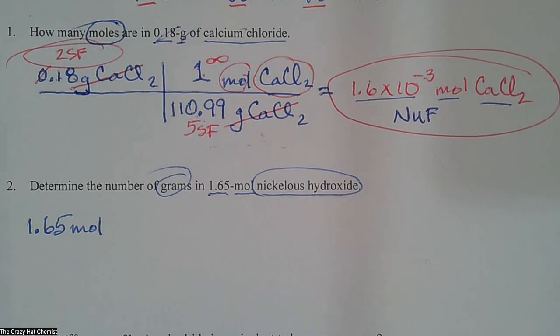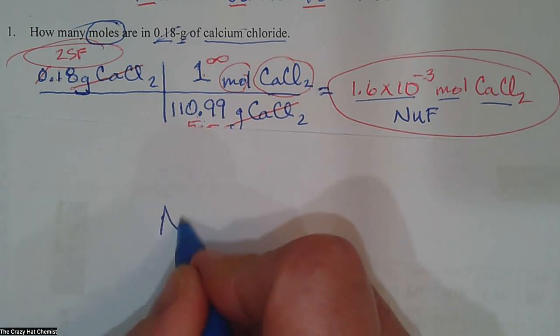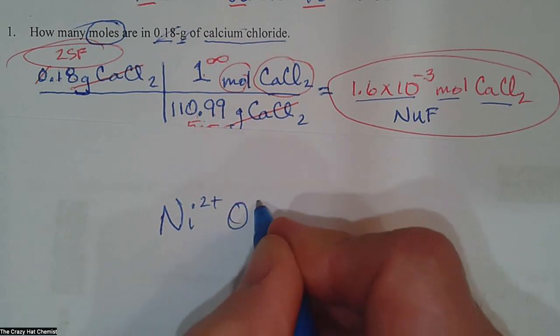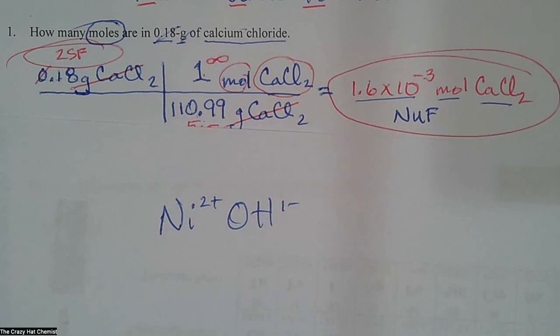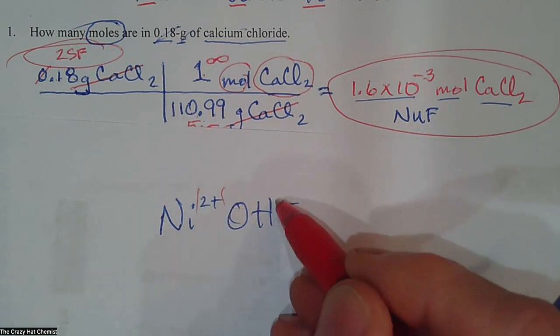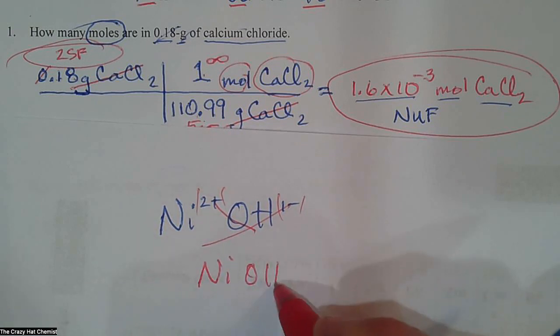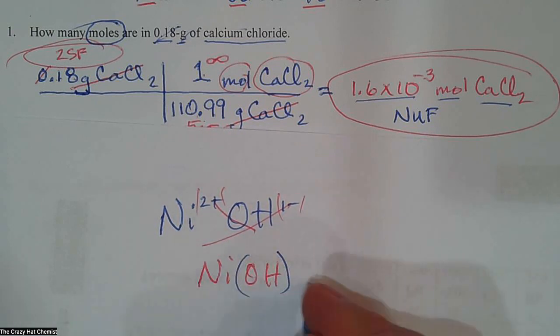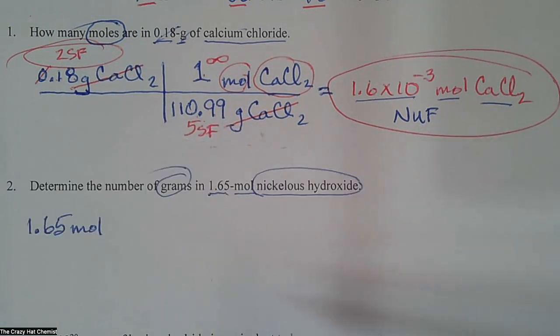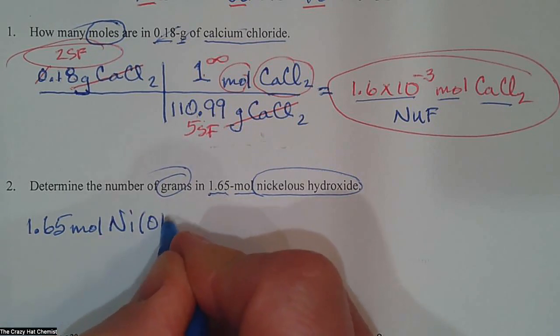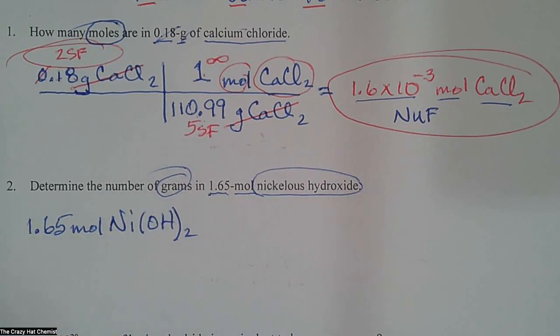So nickel is Ni with a 2+ charge. Hydroxide is a polyatomic ion. That's a 1-. I'm going to take the absolute value of these two numbers and flip the numbers. That's Ni(OH), and this requires parentheses and a 2 outside. That's nickel hydroxide. So hopefully that worked out for you. So that's Ni(OH) and a 2 outside there.